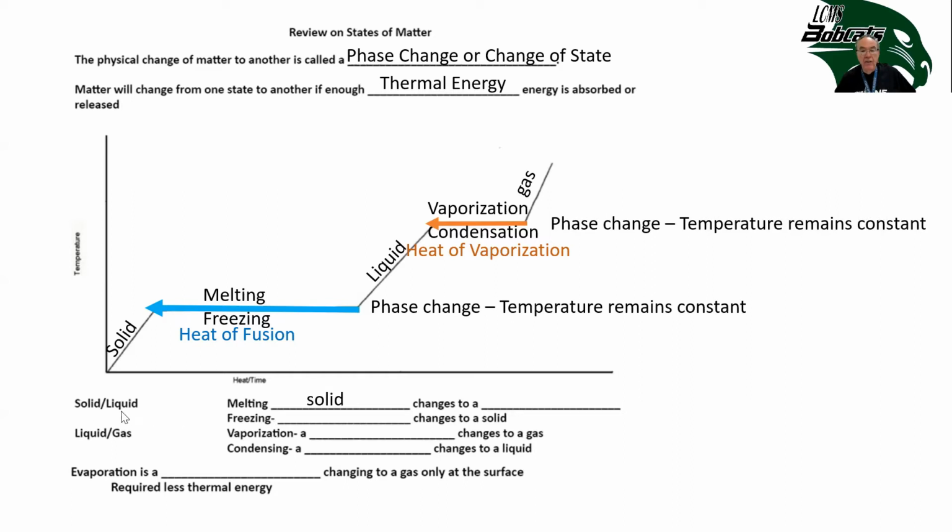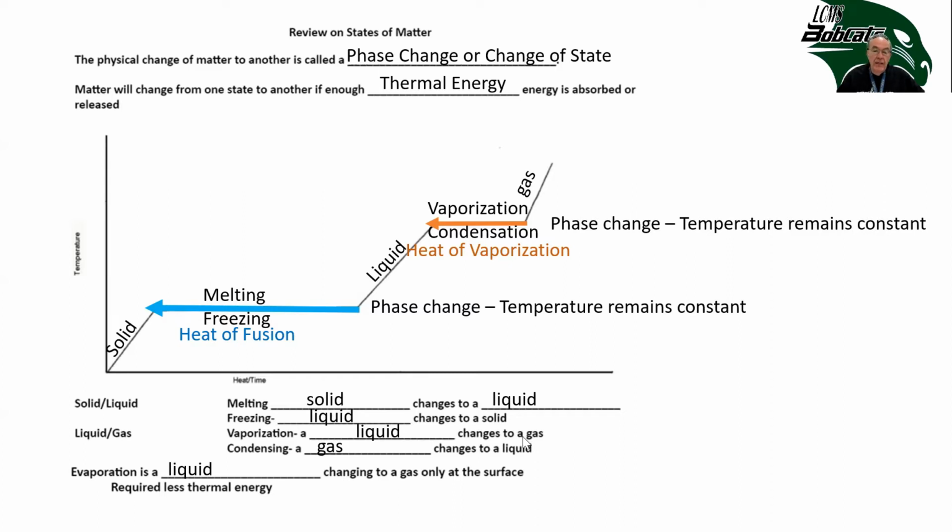Okay, phase change, solid to a liquid. Melting is when a solid, like ice, turns into a liquid, like water. Freezing is when a liquid, like water, changes into a solid, like ice. Vaporization is when a liquid changes into a gas. Condensation, or condensing, is when a gas changes back into a liquid.